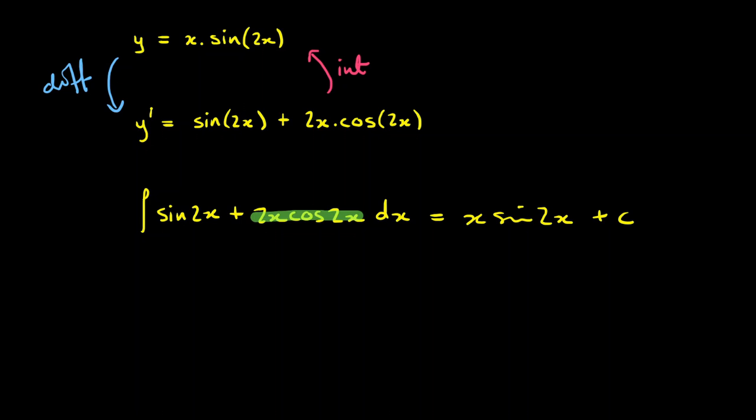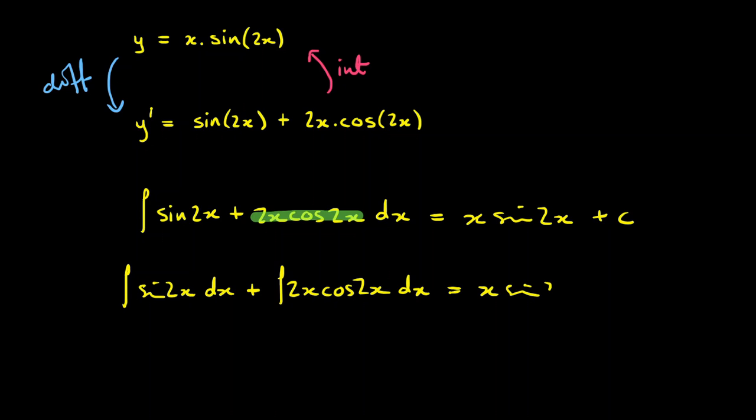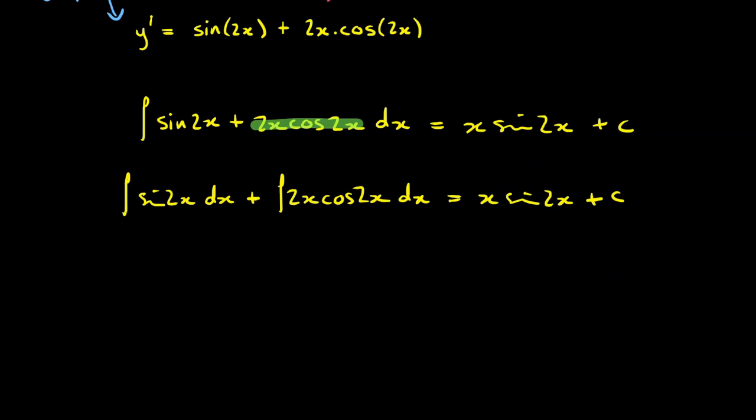The way we can do that is to split this integral into 2. I can rewrite this as the integral of sine 2x dx plus the integral of 2x cos 2x dx. So I've now split it off. And why is that helpful? Well, because I am able to integrate this thing here. I know how to integrate that. Sine integrates to give negative cos.